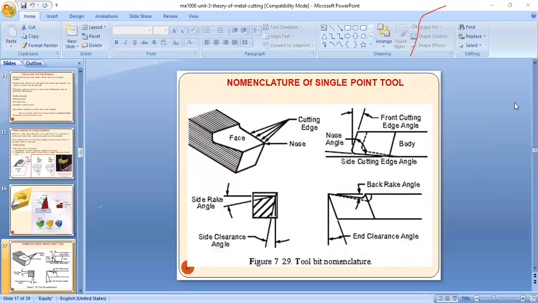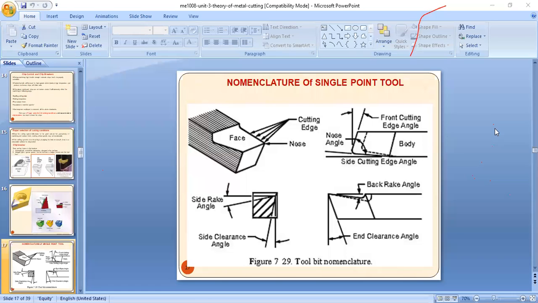And next one, we have the clearance angle. The clearance angle, whatever we discussed yesterday, the front clearance angle, is nothing but the end relief angle also. So the clearance angle is the angle between, you can just see the diagram, the machined surface and the flank faces.